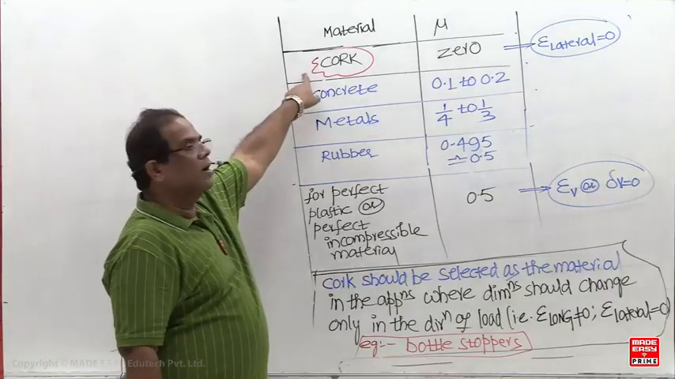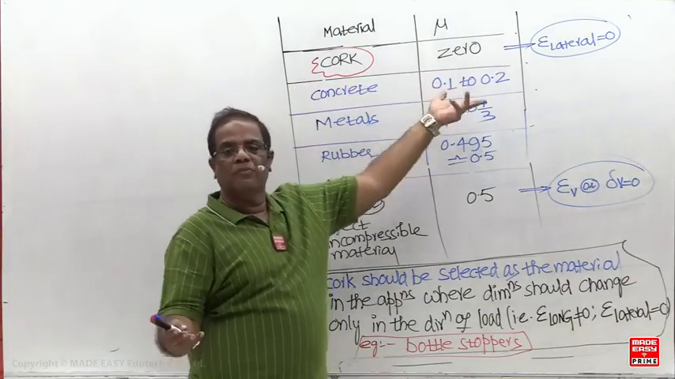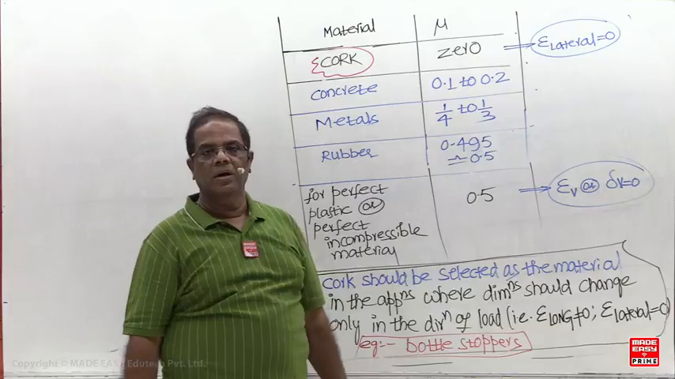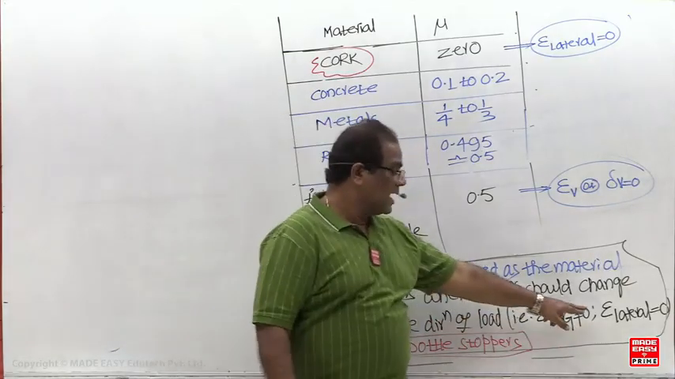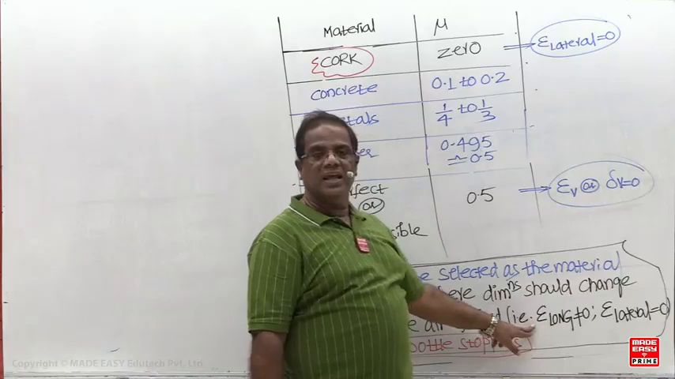Then in that case, when mu is 0 means what? Volumetric strain is not 0. Lateral strain is 0 but longitudinal strain is there.